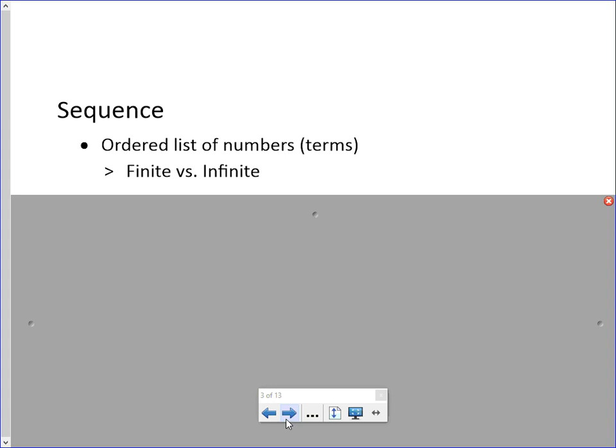The dot, dot, dot, right? So how can you tell if we're talking about a finite sequence or an infinite sequence? If it's infinite, we'll put a dot, dot, dot at the end of it, meaning just keep going, right? If we don't put the dot, dot, dot, then we mean that's the last term that we're talking about.